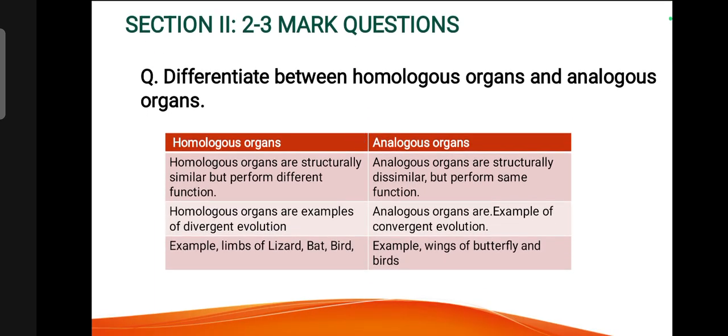Differentiate between homologous and analogous organs. Homologous organs are structurally similar but perform different functions, whereas analogous organs are structurally different but perform the same function. Homologous organs are examples of divergent evolution. Analogous organs are examples of convergent evolution. Example: limbs of lizard, bat and birds. Here example: wings of butterfly and birds.